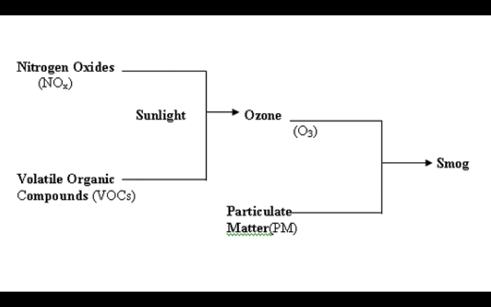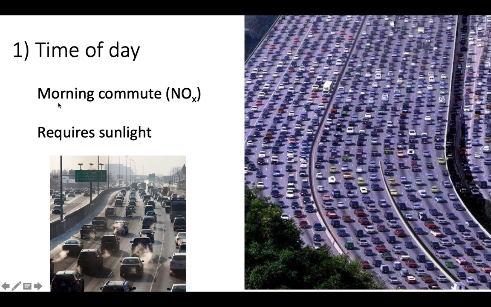So time of day is going to make a huge impact on that for a couple of reasons. One, the morning commute, right? Traffic jams with lots of people who are idling their cars, stuck in traffic, burning gasoline is going to produce a lot of nitrous oxide. More nitrous oxide produced early in the day during that morning rush hour is going to have a sort of a domino effect on the formation of smog.